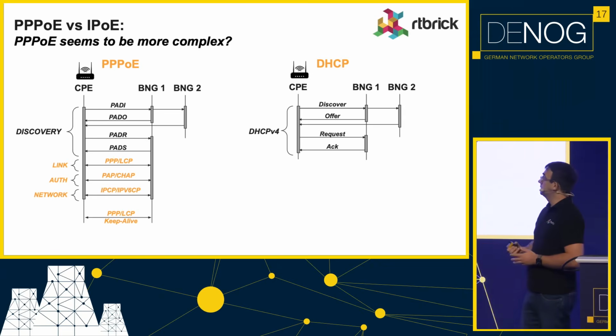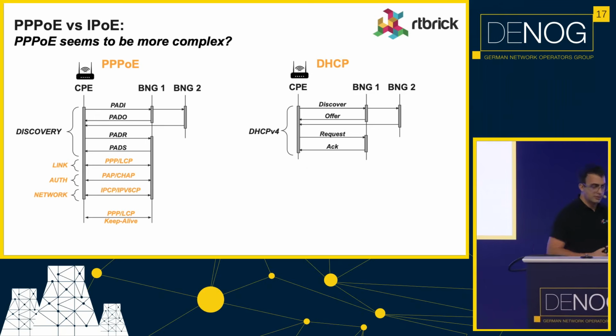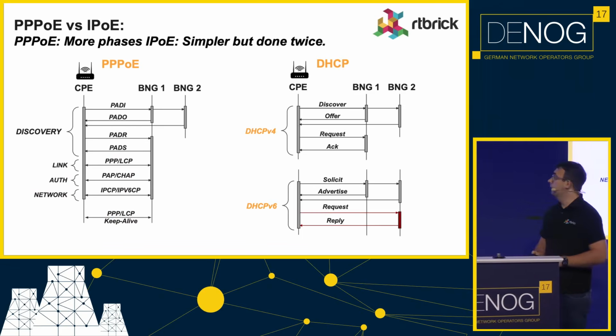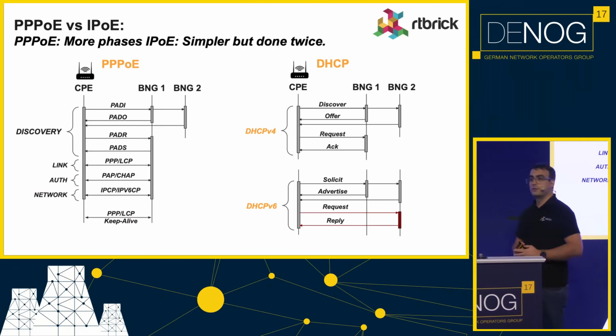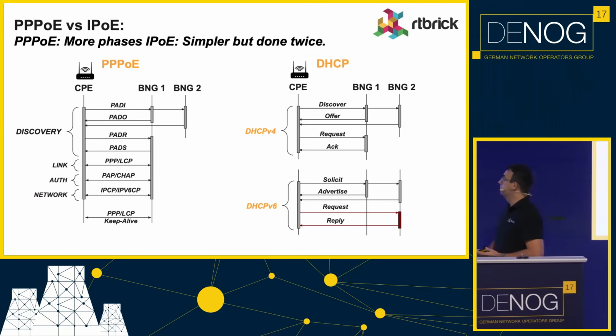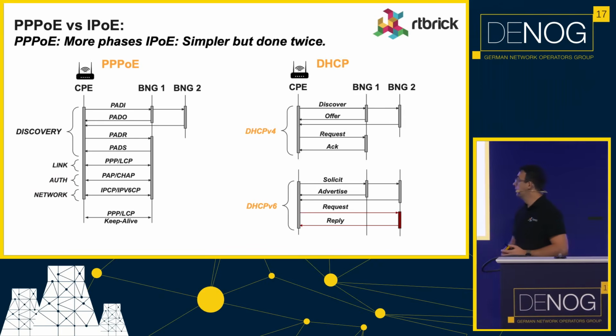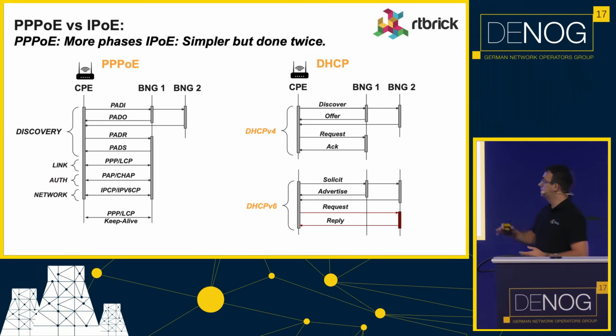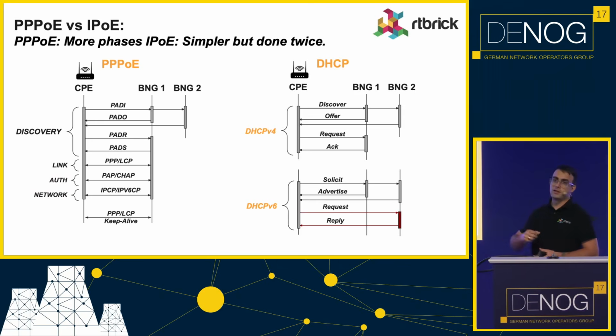So you could think that definitely PPPoE is the more complex stack, but before coming to this conclusion, don't forget we have to do it twice for IPoE. So instead of having one large stack, we have to do everything twice. And for DHCPv6, we also again send, in this case, a multicast message.